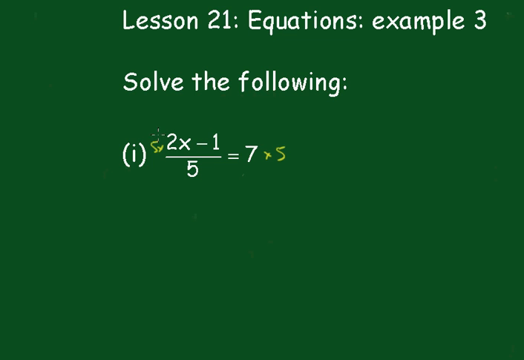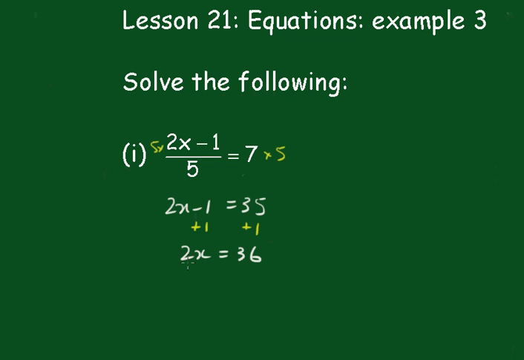That way these 5s go out, right? That's what you're doing, getting rid of that 5. And so we simply get 2x minus 1 equals 35. We're back to fairly simple type now. Add 1 to both sides. And we get 2x equals 36.